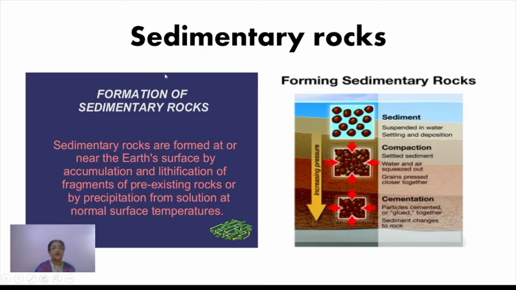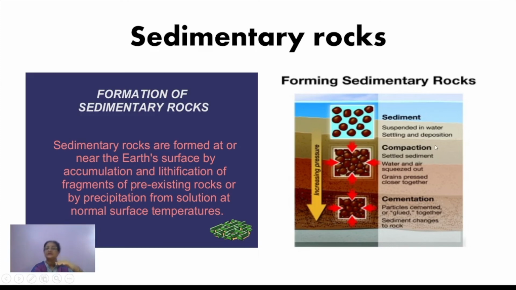Now how are these formed? These are formed at or near the earth's surface by accumulation and lithification of fragments of pre-existing rocks, or by precipitation from solution at normal surface temperatures. The other way you can see here in the second picture, these are the sediments, as they settle over one another, right?